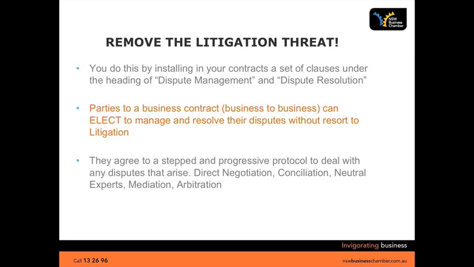This usually involves agreement to a stepped or progressive protocol to deal with any dispute that may arise. And the usual progression or sequence is start off with direct negotiation. If necessary, use some conciliation to remove a roadblock. Use neutral experts that both sides respect to deal with some technical expert issue that might be there. Then mediation, and you move to mediation once these technical things are resolved so they don't stand in the way of resolution of mediation.